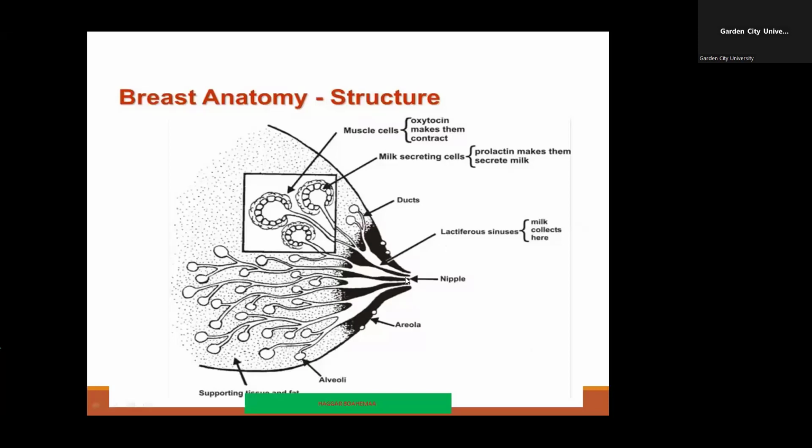nipple. Okay, so we always tell the mother, you see this dark portion, the areola, this is where I'm pointing the cursor. We always tell the mother to put the baby to breast with the areola, that is the dark portion. If the baby's mouth gets here and the baby sucks the areola, it will squeeze the lactiferous sinuses or the ampulla. It will squeeze them for the milk to flow through the nipple into the baby's mouth. So that is why we always tell the mother, please put the baby to breast around the areola.